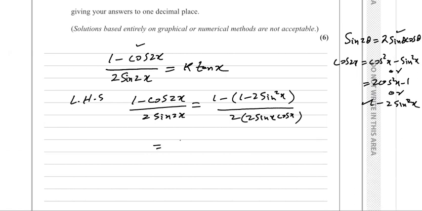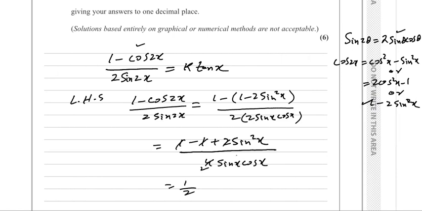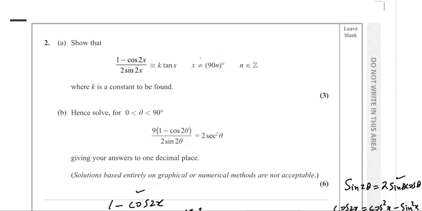It will become 1 minus 1 plus 2 sine square x divided by 4 sine x cos x. The 1s cancel, and now the 2 cancels, it will become 1 over 2, and one sine will cancel with that. So sine over cos is tangent of x. It means the value of k that we found is 1 over 2. So the first part is done. We completed that. We have proved it can be in this form, and we found the value of k as well.